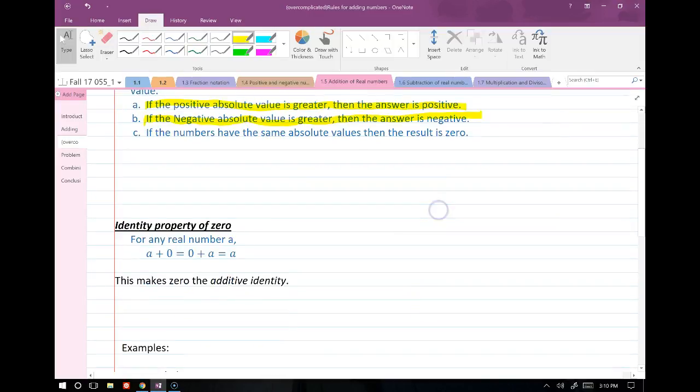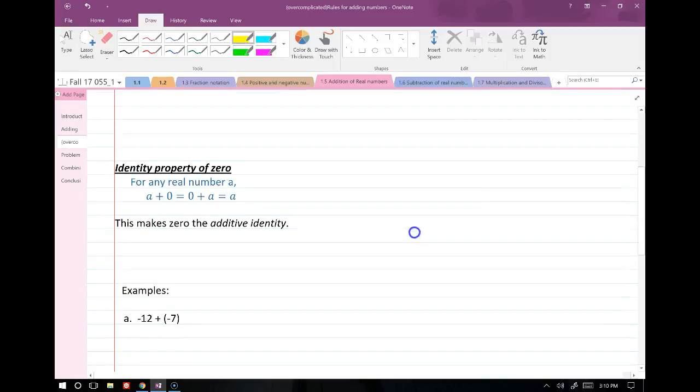Okay. The identity property of zero. Clearly, obviously I should say, a plus zero is equal to zero plus a, which is equal to a, right? That makes zero the additive identity. Just like we went over the multiplicative identity the other day, where one times a was equal to a times one, which is equal to a, this is the additive identity.